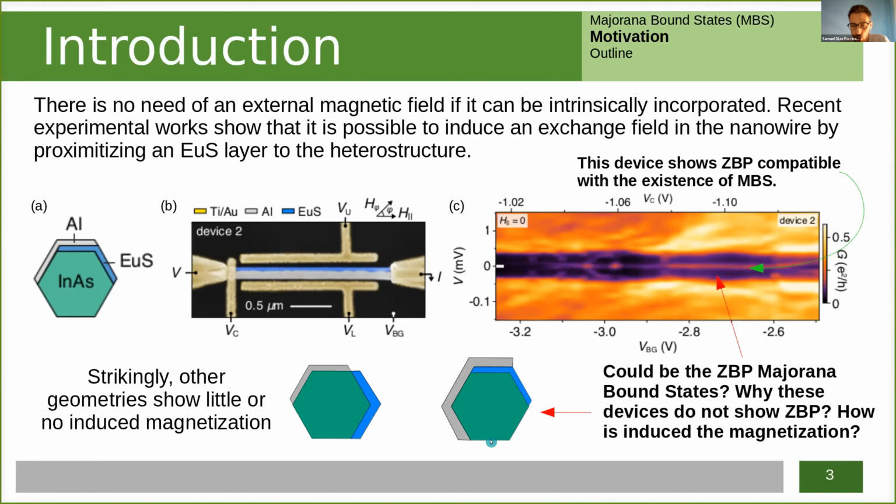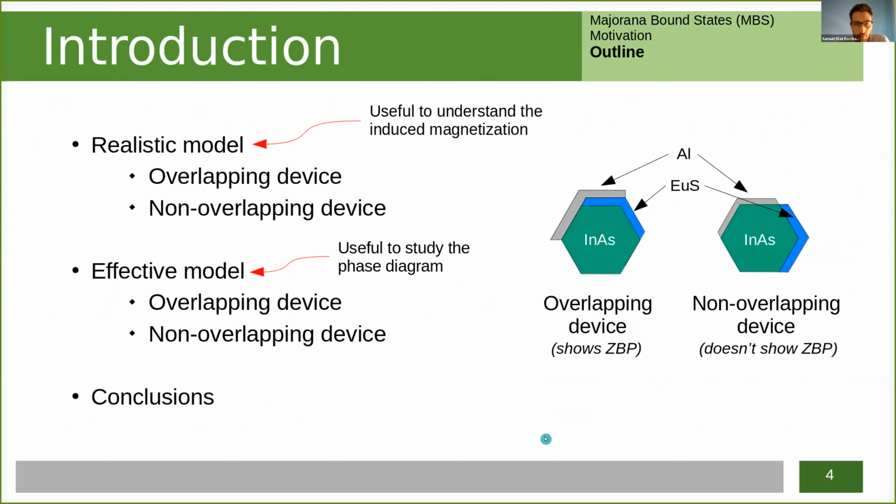So from a theoretical point of view, we want to study whether this zero bias peak could be Majorana bound states or not, and why these two devices do not show a zero bias peak. In general, we want to understand how the magnetization is induced in these heterostructures. To do so, we use two different models: one that we call the realistic model, which is useful to understand the magnetization in this system, and another that we call the effective model, which is useful to study the phase diagram of these heterostructures. We applied these two models to these two devices.